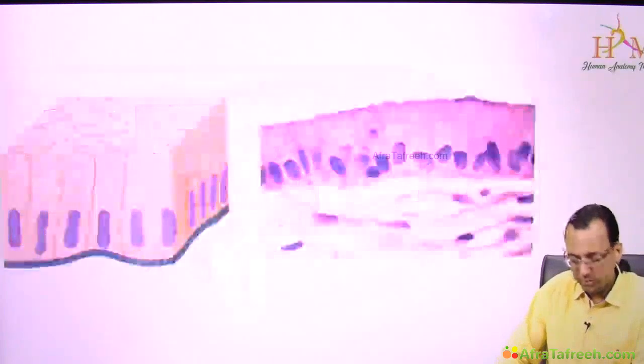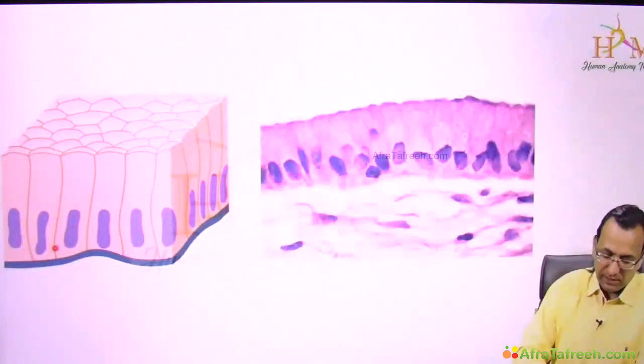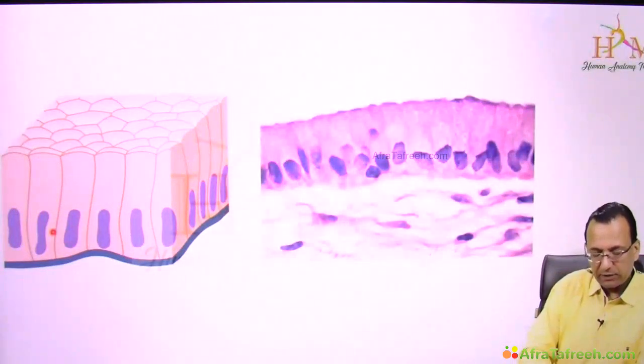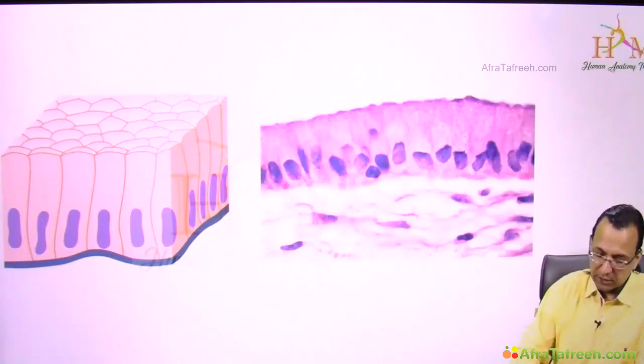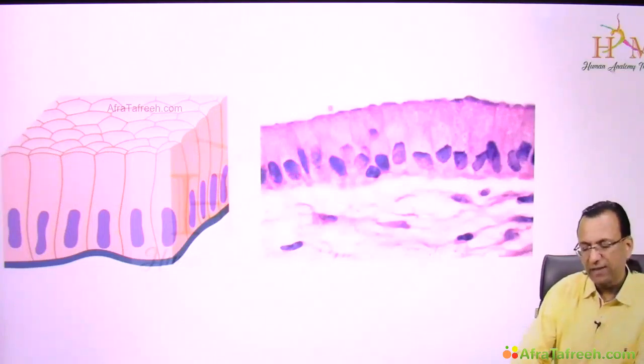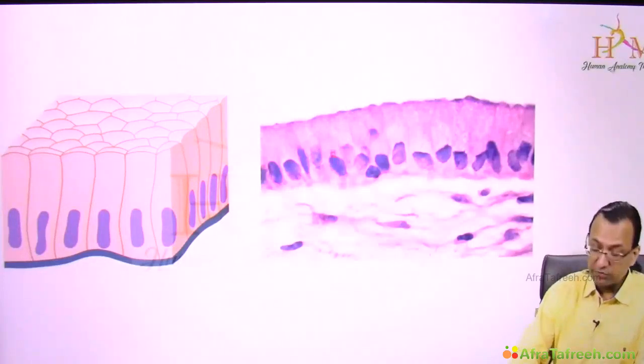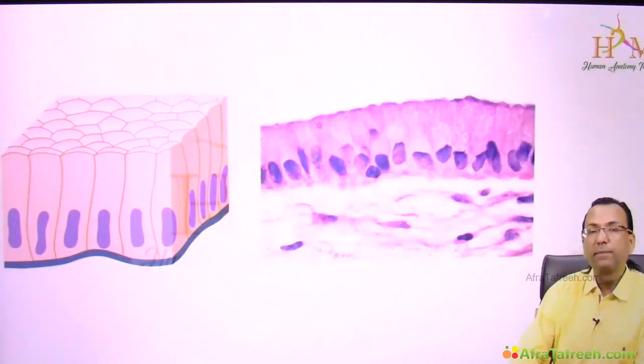What about simple columnar? Oval basal nucleus, and height is more than the breadth. So you are telling that there is an oval basal nucleus, and height is more than the breadth. How do you know height is more? Because more of cytoplasm above the nucleus. This is a feature of columnar epithelium.